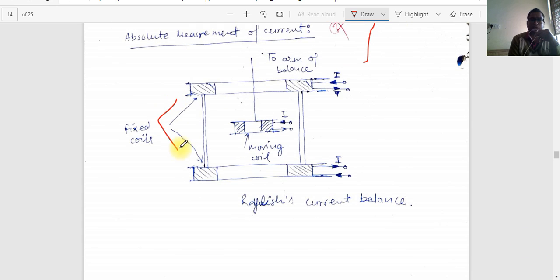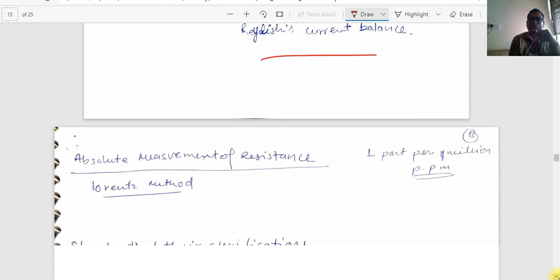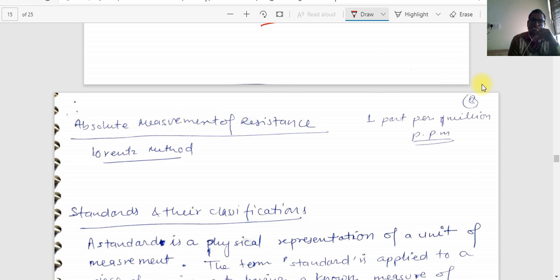There is the fixed coil, the two-arm balance, the moving coil. This is the current in and this is the current out. This is Rayleigh's current balance. We will discuss it in the third and fourth unit of this chapter. Absolute measurement of resistance by the Lorentz method.